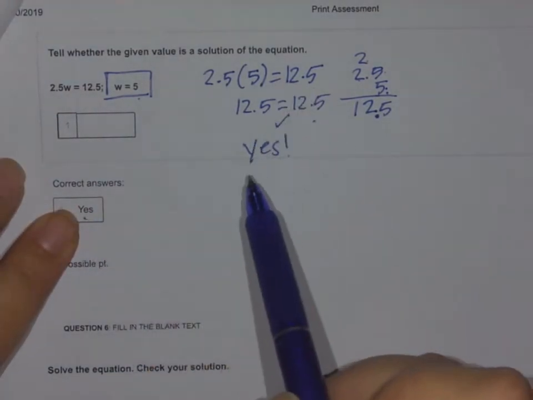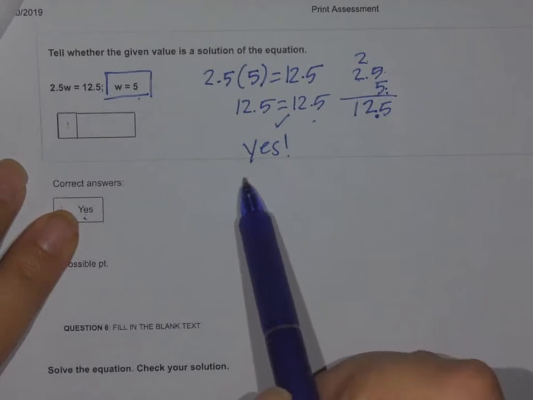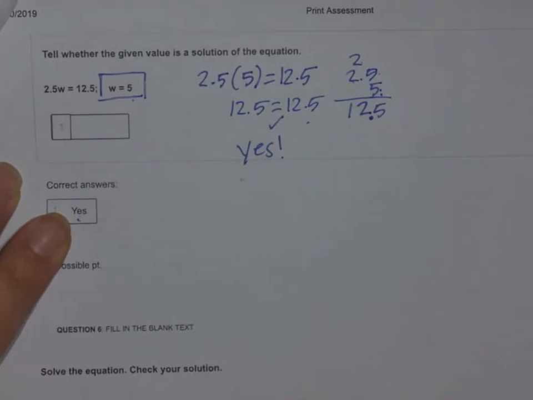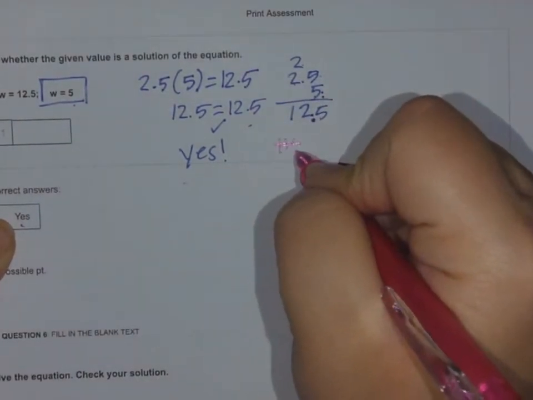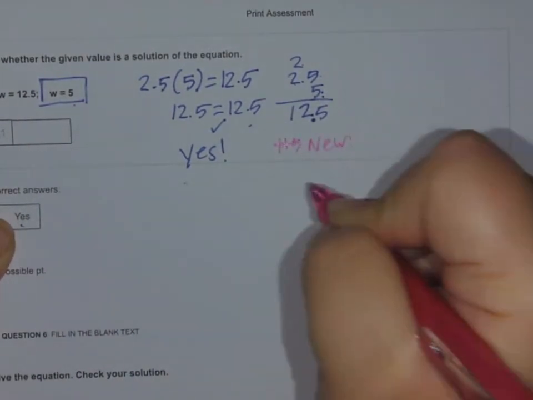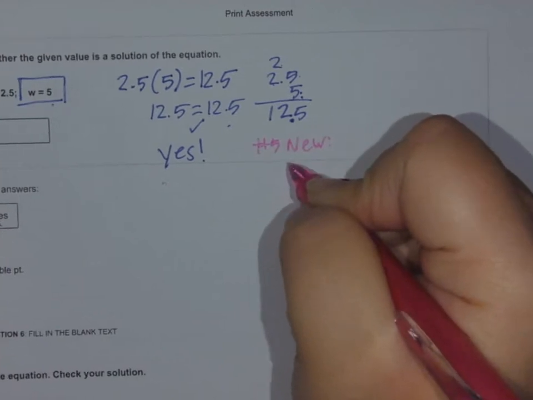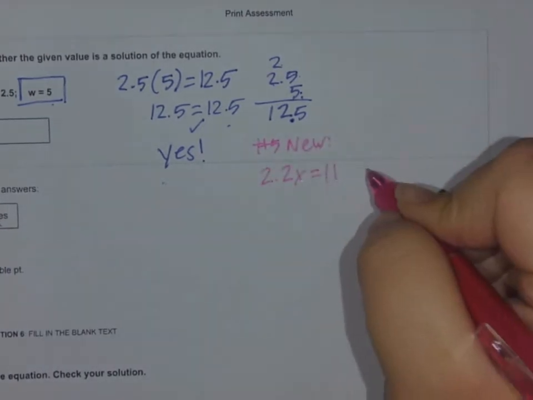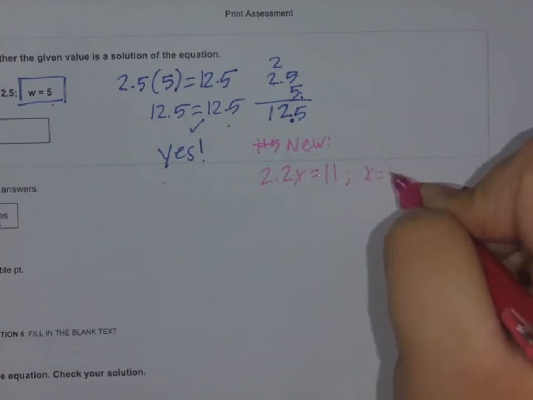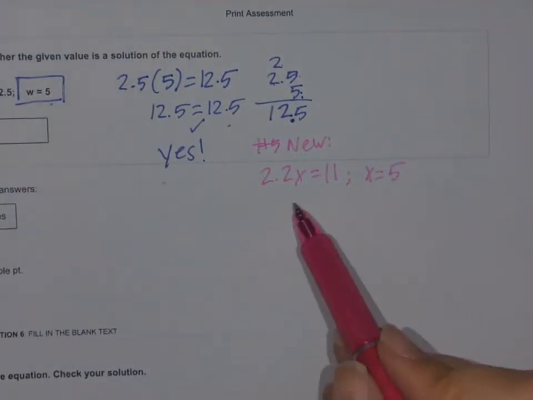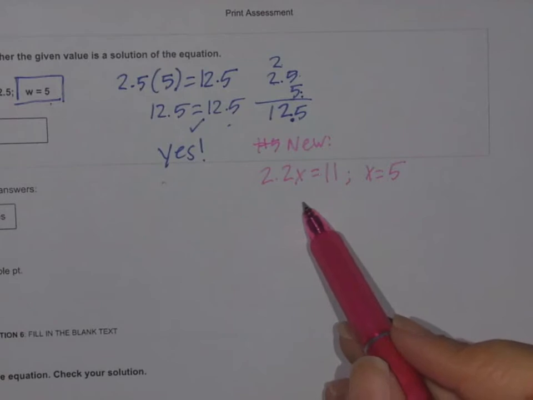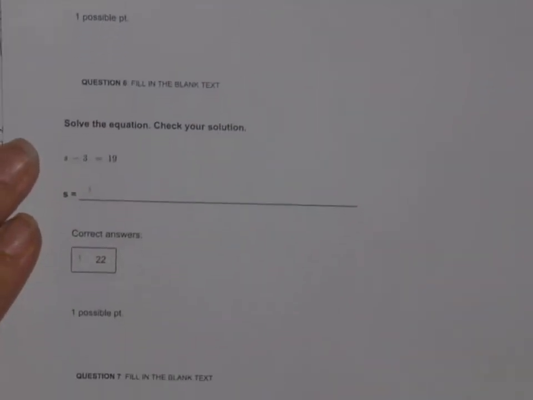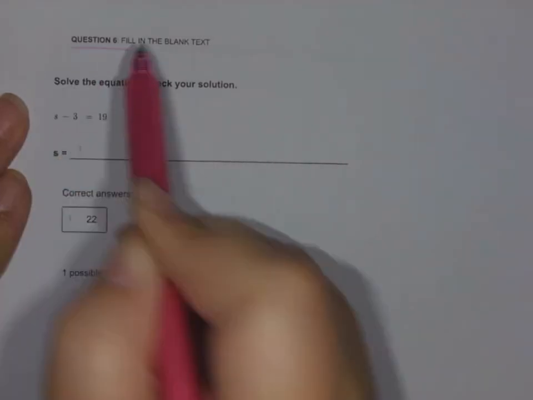Okay, now if you missed number 5, I would like you to try this new problem. So I'm going to write number 5 new. It's going to be 2.2x equals 11, and the solution is x equals 5. Check and see if 5 is true and if that works in there. All right, moving on to question number 6 right here.